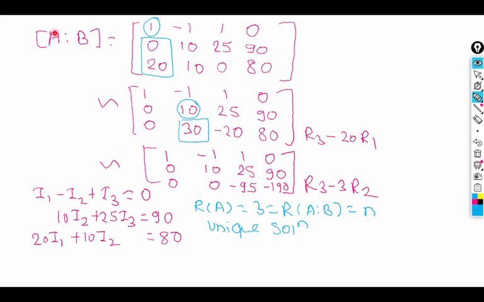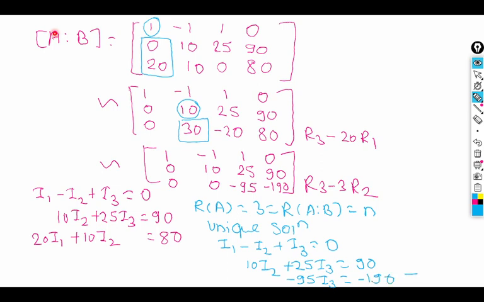What is the first equation we get? I1 minus I2 plus I3 is 0. That is the first equation of this row echelon. Next equation is 10I2 plus 25I3 equal to 90. And third equation, minus 95I3 equal to minus 190.